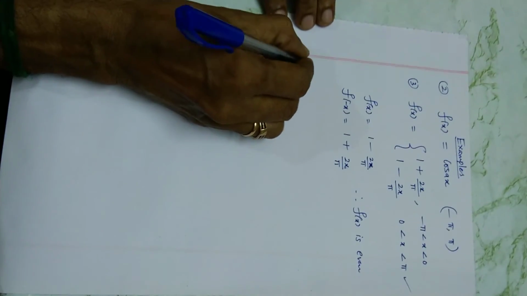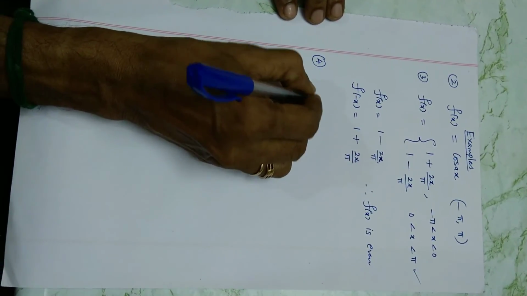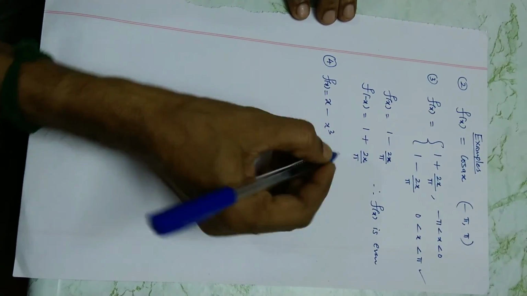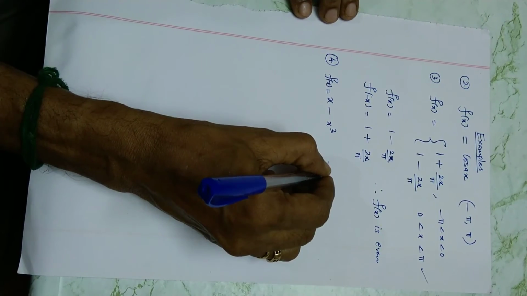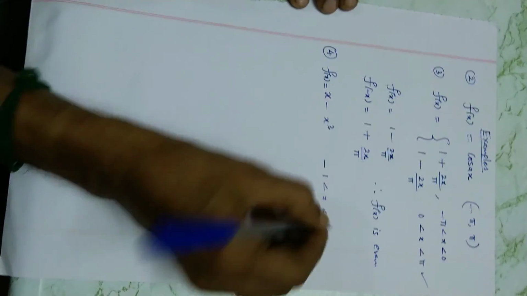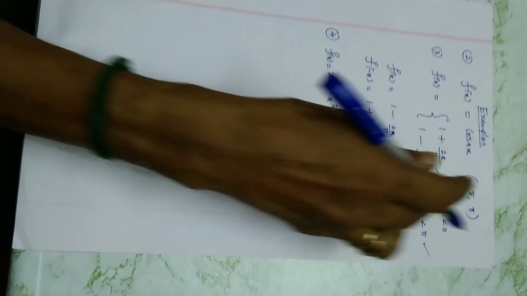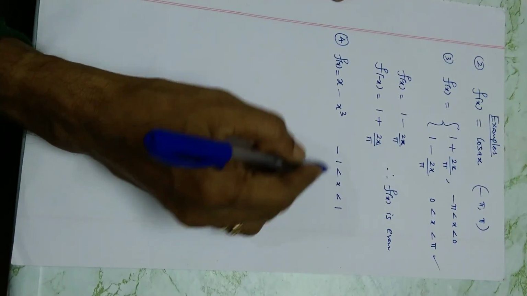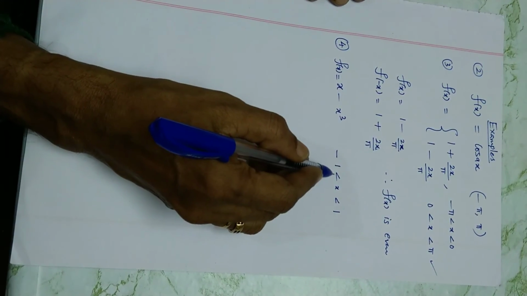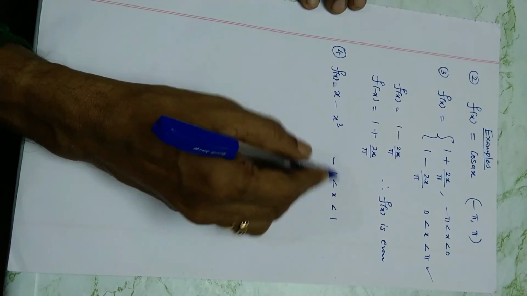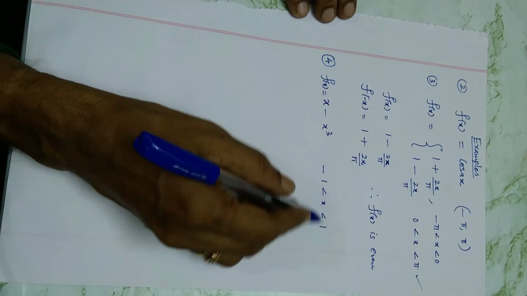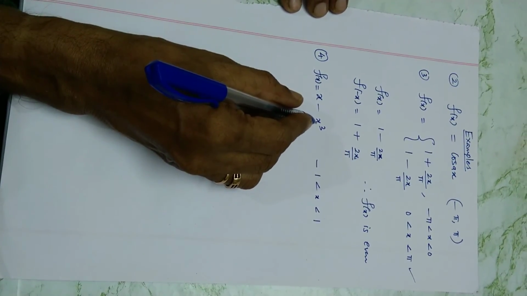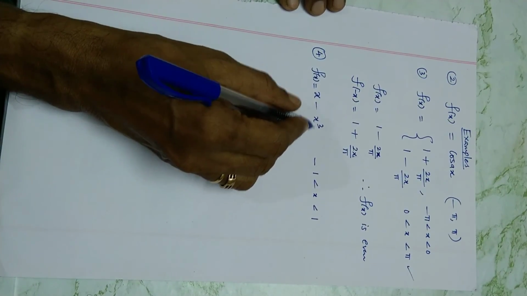Next, let us take the function f of x equal to x minus x cube in the interval minus 1 less than x less than 1. Either in terms of minus pi to pi or constant limits, no problem. This is a more general form, change of interval. The range is 1 to 2. That is the way we are going to take. So this function x is odd, and x cube is also an odd function. Odd minus odd, so odd function.